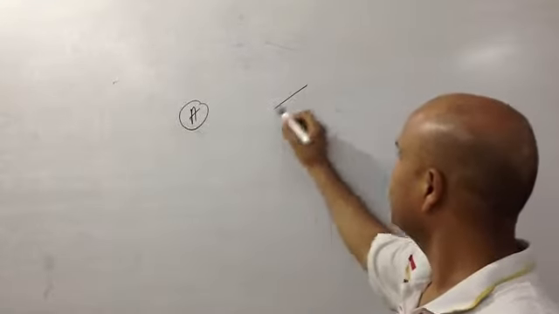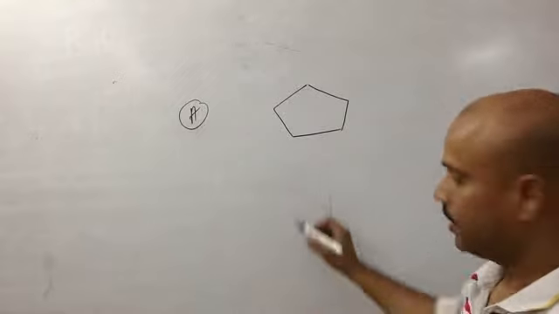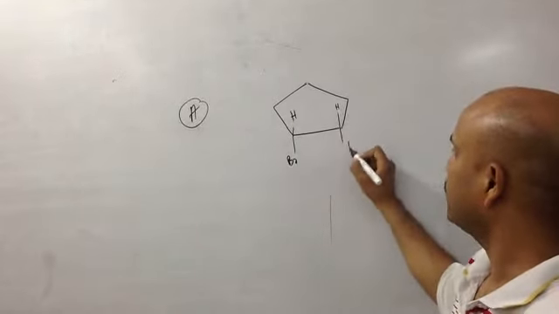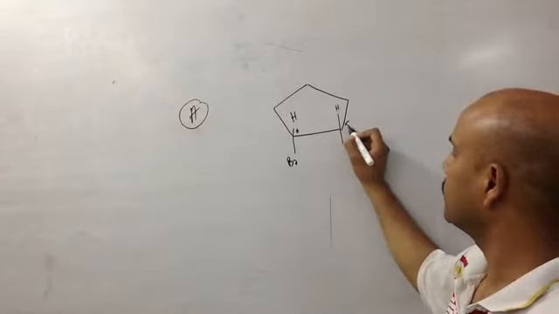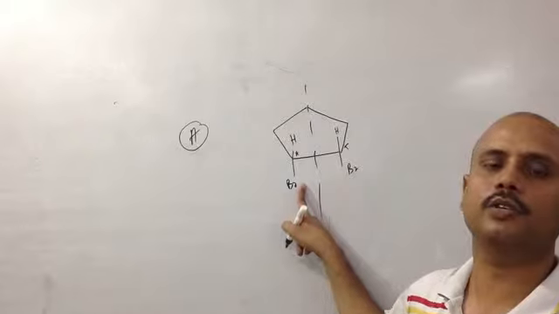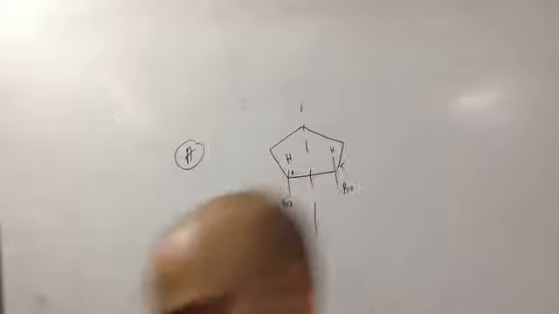See, A is a five-membered ring. Here you have got H and Br. Although these two are chiral centers, this can be divided into equal parts. Since this can be divided into equal parts, it is optically inactive, non-resolvable.